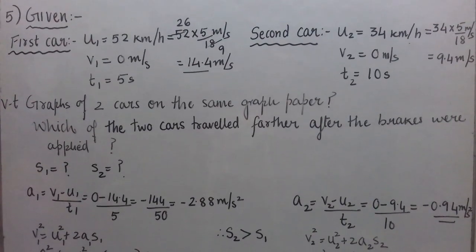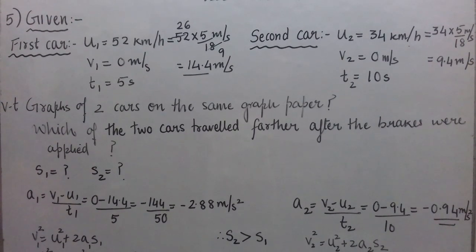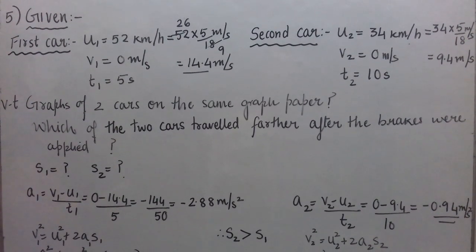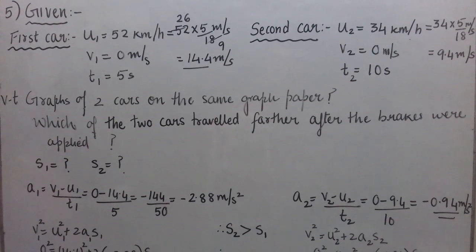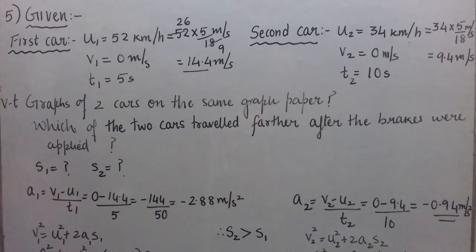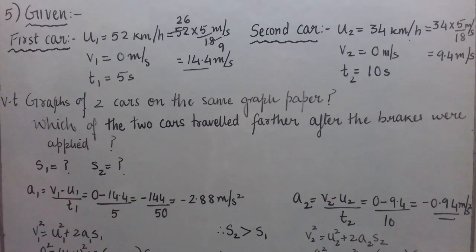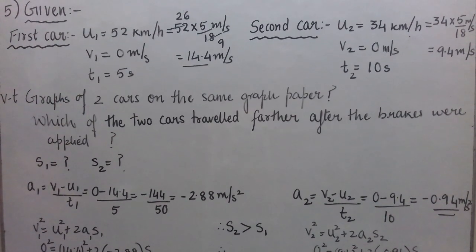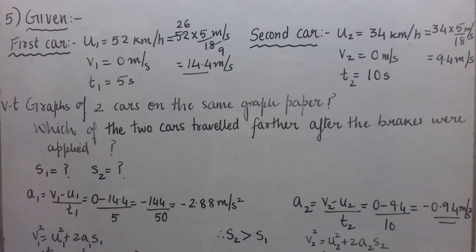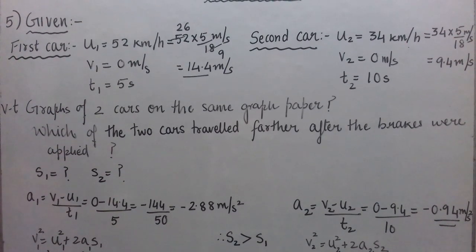Now the fifth question is, a driver of a car travelling at 52 km per hour applies the brakes and accelerates uniformly in the opposite direction. The car stops in 5 seconds. Another driver going at 34 km per hour in another car applies his brakes slowly and stops in 10 seconds. On the same graph paper, plot the speed versus time graphs for the two cars. Which of the two cars travelled further after the brakes were applied?